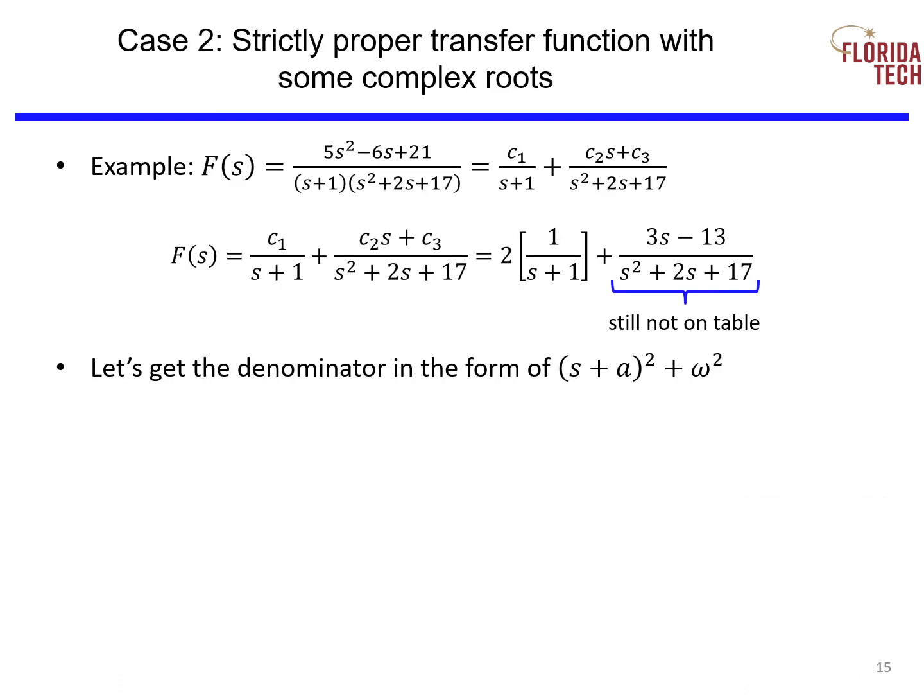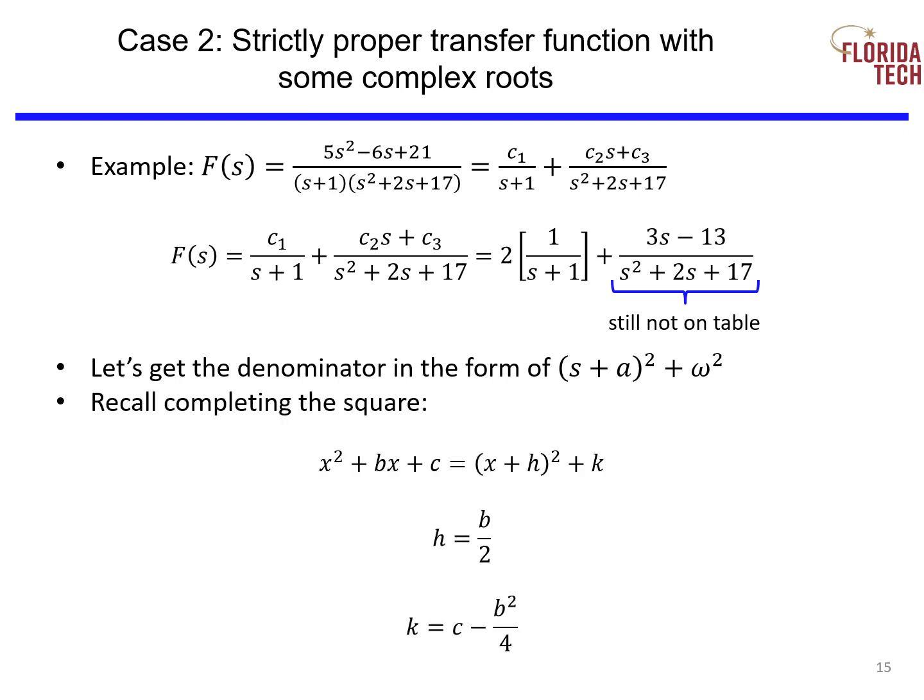So let's get the denominator in the form of s plus a quantity squared plus omega squared. Recall completing the square from high school algebra. Any polynomial x squared plus bx plus c can be represented by x plus h quantity squared plus k, where h equals b over 2 and k equals c minus b squared over 4.